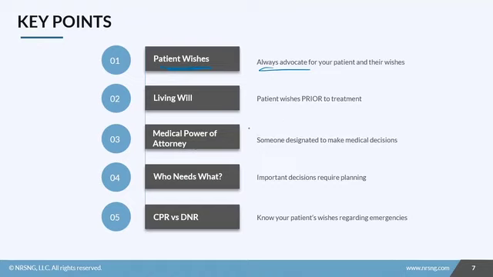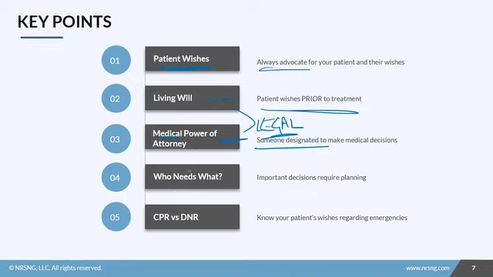The other thing we need to look at are living wills, which are made prior to treatment. It's an outline of the care they want, whereas a medical power of attorney is someone designated to make medical decisions for the patient in the event that they can't do it. These are both legal documents, so we want to make sure that we understand the ins and outs of those. Also, we can't use a durable power of attorney. It always has to be a medical power of attorney.